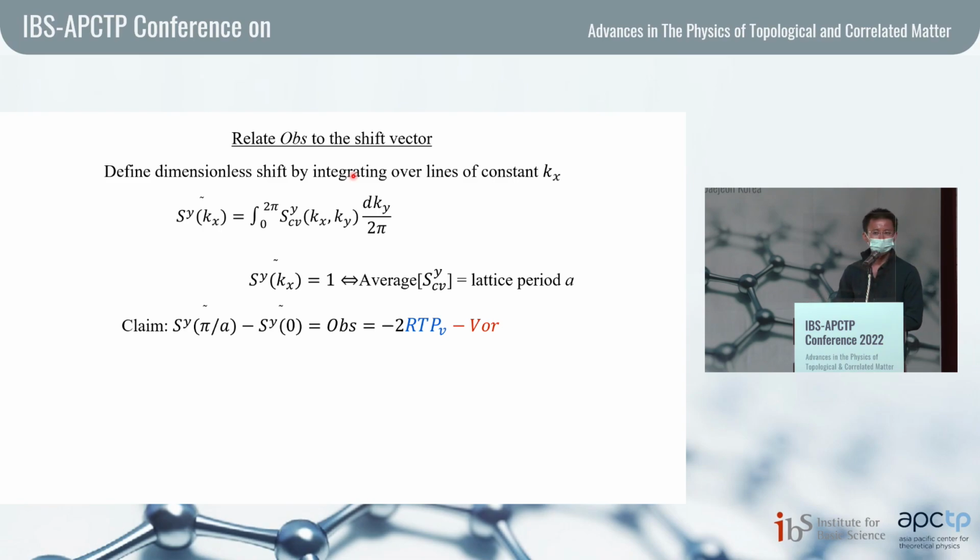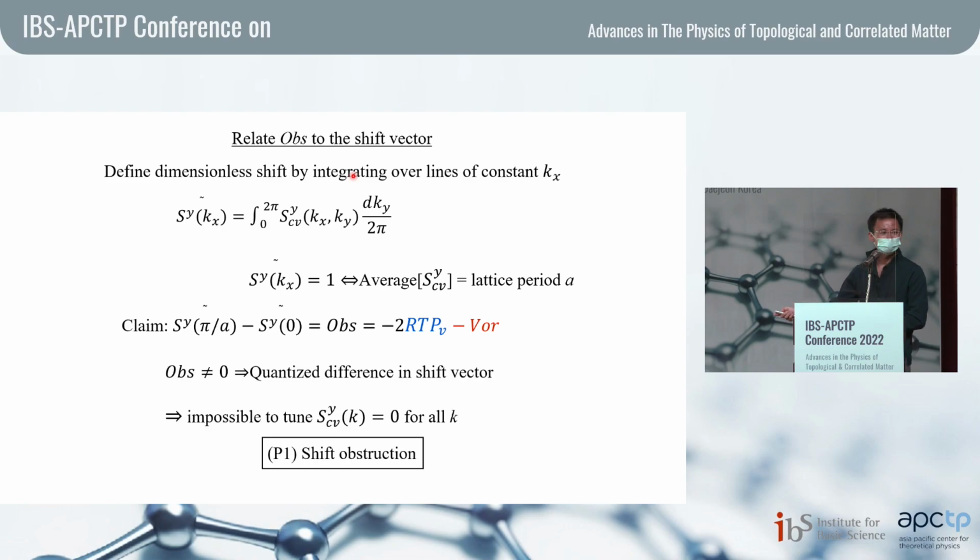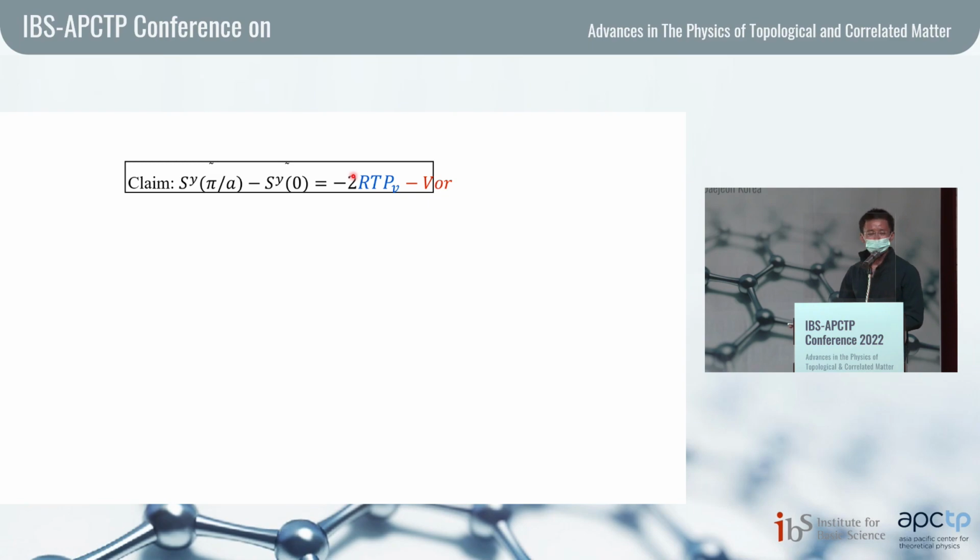Before I prove this simple thing, let's consider an implication. If the obstruction is non-zero, this equality tells you that there's a quantized difference in the shift vector, which means that it's really impossible to tune the shift vector to 0 everywhere in your Brillouin zone. So this is proposition 1, the shift obstruction.